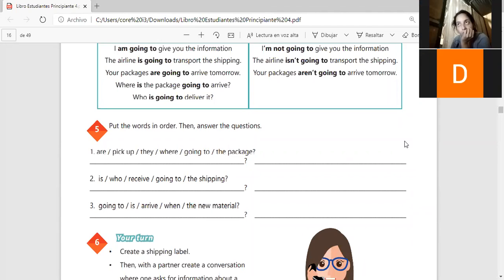Mario. It says, Number 2 is who received going to the shipping. Who is received going to the shipping? No. Check the structure. Recuérdense que siempre el going to va antes del verbo, siempre. No pueden poner el verbo antes de going to. No pueden decir work antes de going to. No pueden decir start antes de going to. Repeat it, Mario. Is who going to receive the shipping?